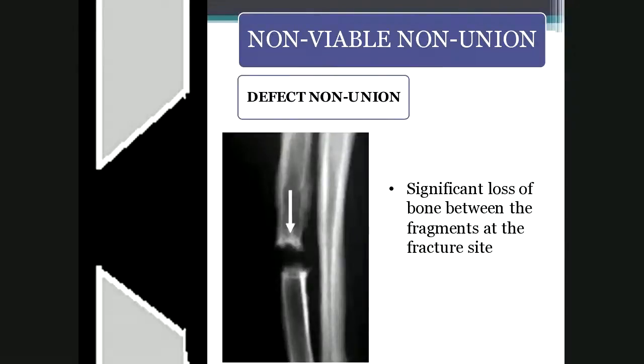Here's an example of a defect non-union. There's a significant loss of bone between the fracture fragments, and it's just too big for callus to bridge it. In these cases, bone grafting might have to be considered. And what's shown here is that there's sclerosis of the medullary cavity on either side, more noticeable in the proximal fragment, and this indicates that there's no healing potential left.